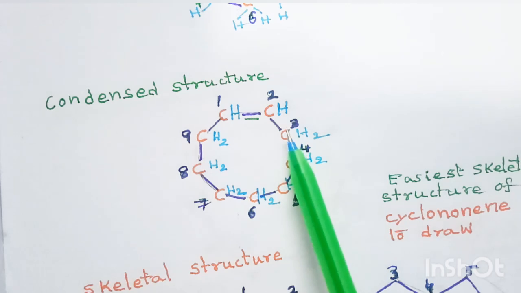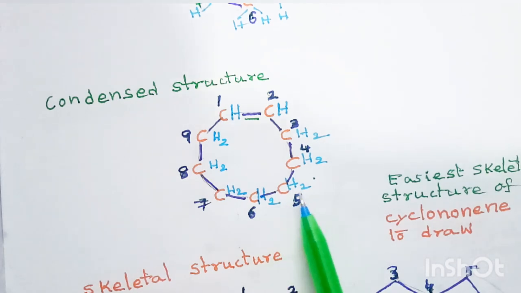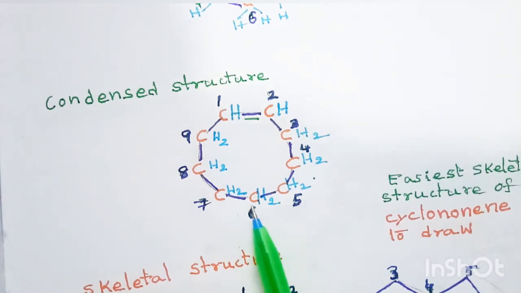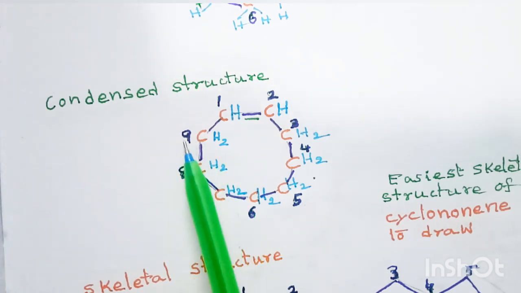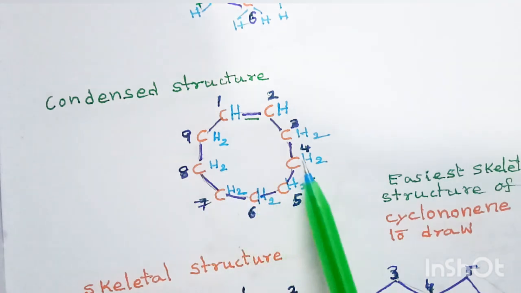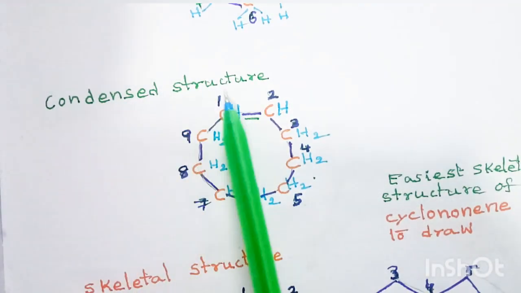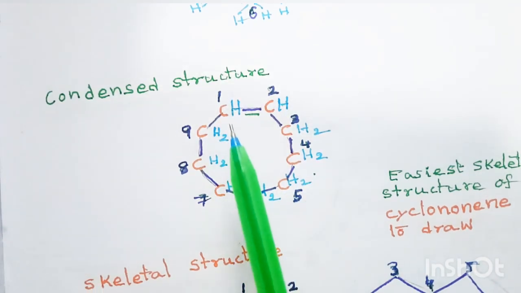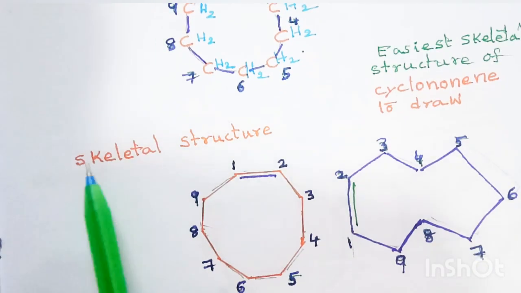That is C3 will have 2 hydrogen atoms, C4 2 hydrogen atoms, C5 2 hydrogen atoms, C6 2 hydrogen atoms, C7 2 hydrogen atoms, C8 2 hydrogen atoms, C9 2 hydrogen atoms. So they all become stable. This is the condensed structure of cyclononene. Let us see the cyclic structure.